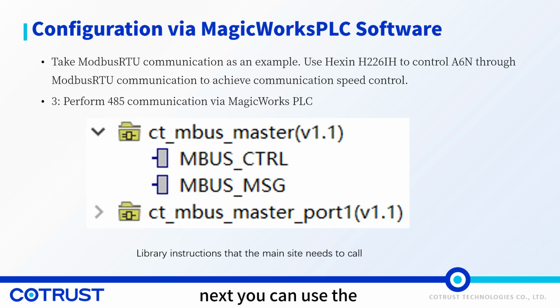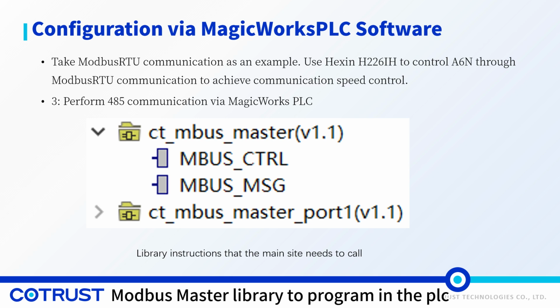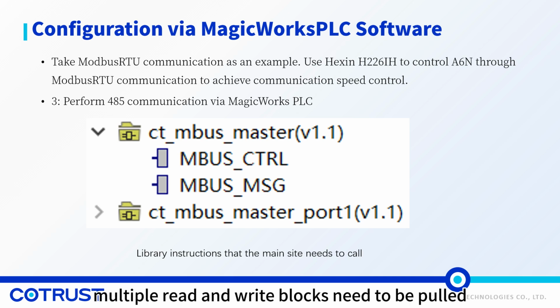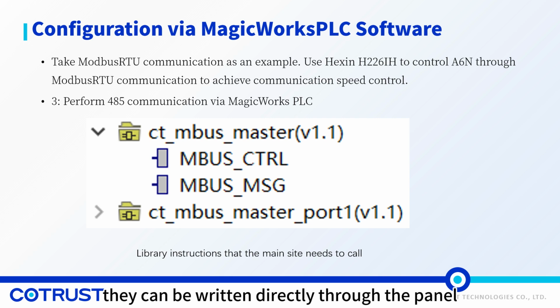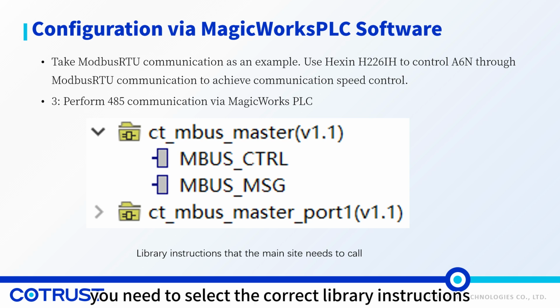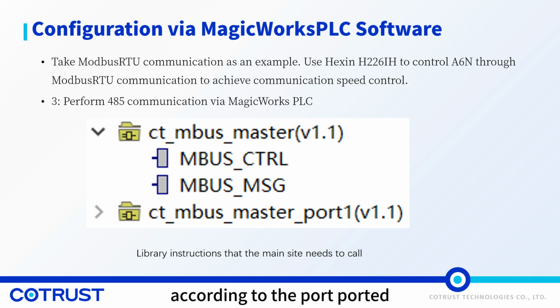Next, you can use the Modbus master library to program in the PLC to control the reading and writing of servo parameters. Multiple read and write blocks need to be polled and triggered. For parameters that only need to be set once, they can be written directly through the panel. There are 2 Modbus master libraries. You need to select the correct library instructions according to the port of the PLC you use.